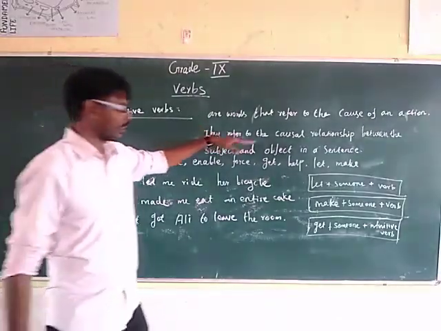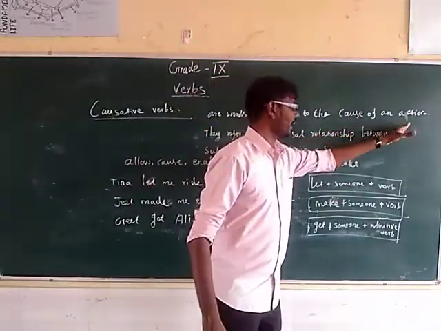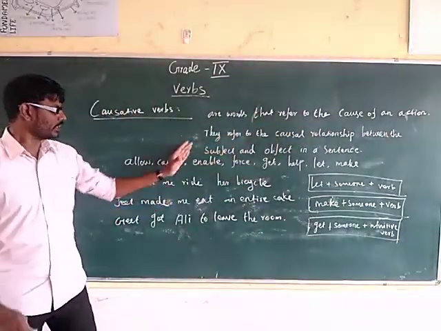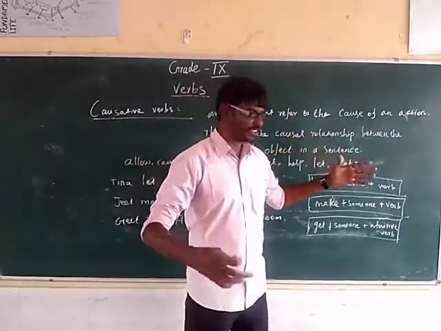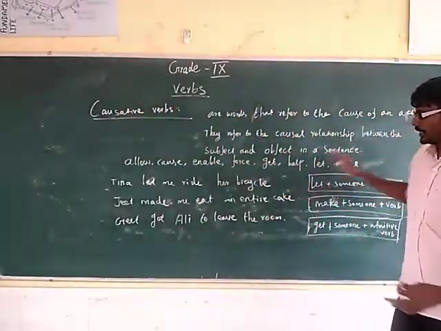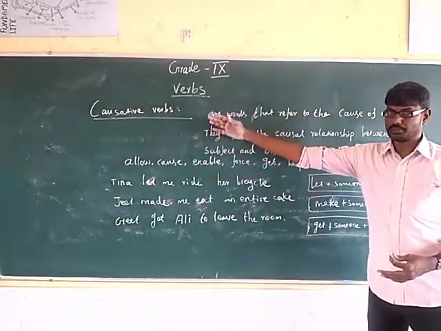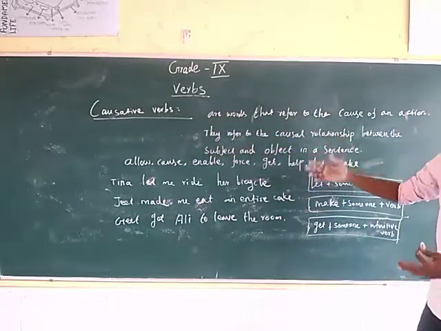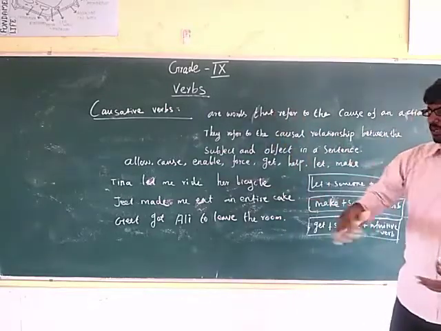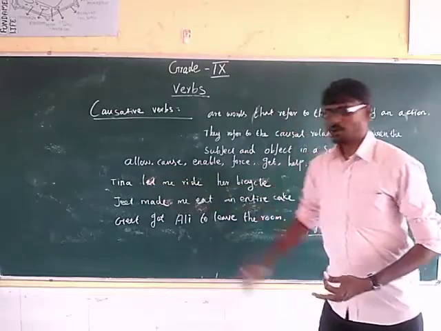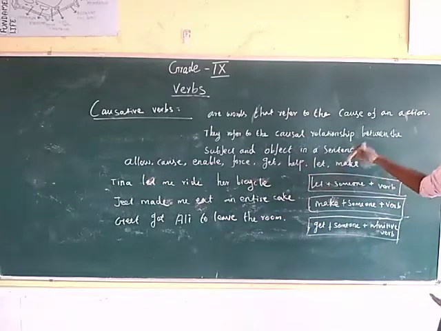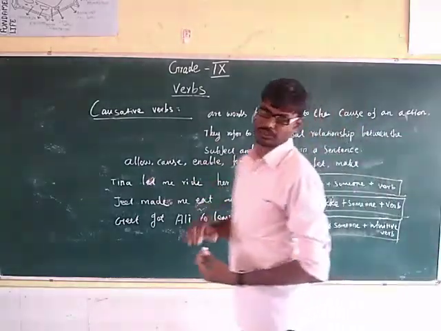Causative verbs are verbs that refer to the cause of an action. They refer to the causal relationship between the subject and the object in a sentence. Let's see how this functions. Some of the causative verbs are allow, cause, enable, force, get, help, let, make. These are some of the causative verbs.